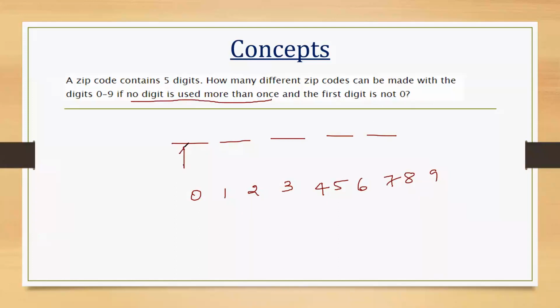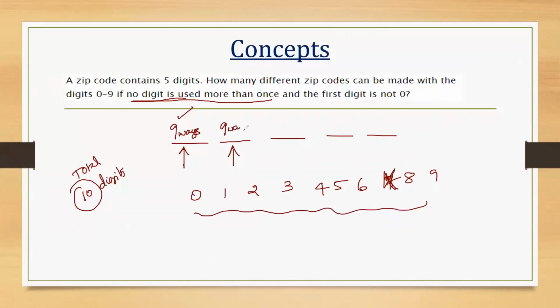In the first place, we have a total of 10 digits. Out of 10 digits, 0 is not possible in the first place. So out of the remaining 9, anyone will occur here. Total 9 ways. For example, if I take 7 as placed here, no digit is used more than once, so 7 will not occur once again. In the second place, now 0 may occur. Out of 10 digits, 1 is placed, so the remaining we have 9 digits. So again, we have 9 ways.